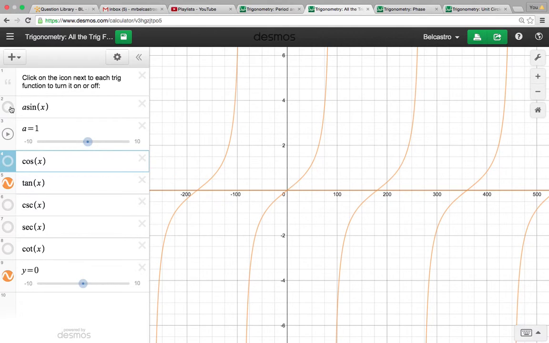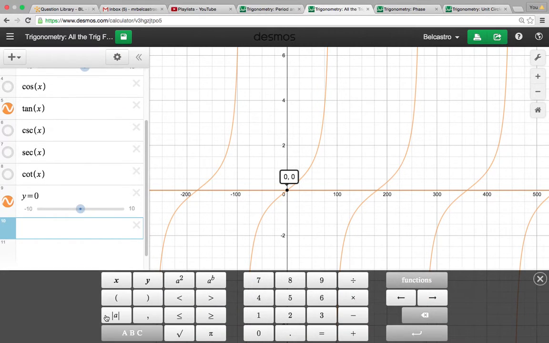Whoa. Okay, so tangent is a very different looking function. It does not have a wave, and that's because it has something that's actually impossible at some points. There's degrees that don't make any sense. So let's see if we can pull one out here.